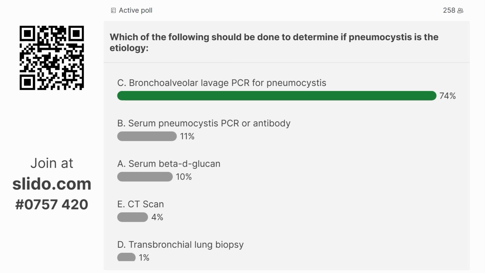But Roger, how often do you order it? We order it because we have it. No, just kidding. All right, well, that's good. And a CT scan might give you some information, but it's not going to help you with the diagnosis. And again, we don't do transbronchial biopsies much anymore.